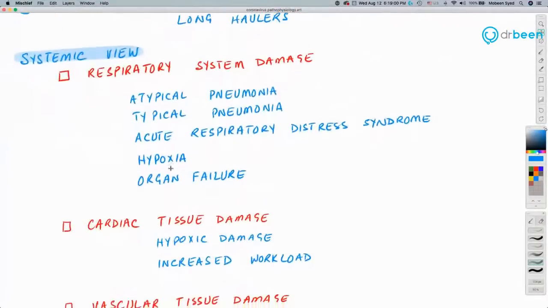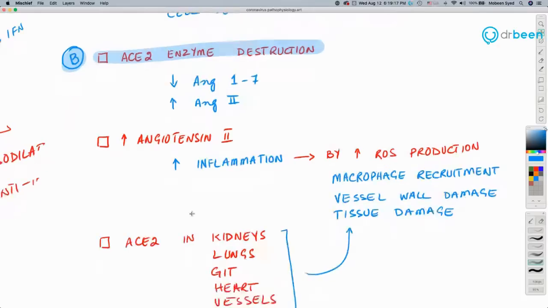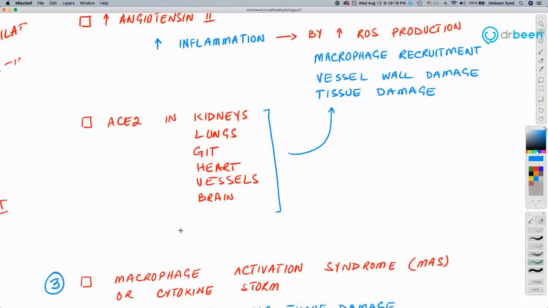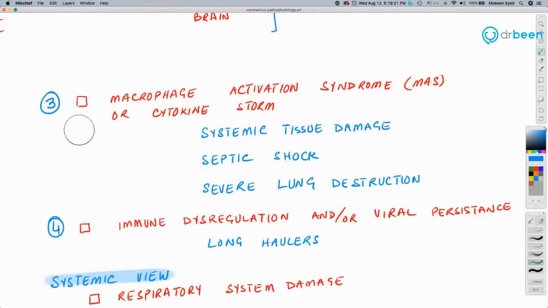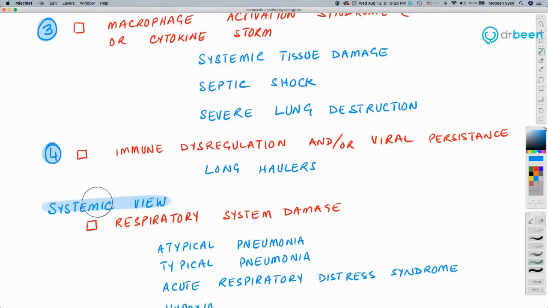Now, if we look at the same pathophysiology, we now know the mechanism: obstruction and the imbalance between ACE2 and ACE1, then macrophage activation syndrome or the cytokine storm, then dysregulated or damaged tissue or the viral persistence causing the long haulers.